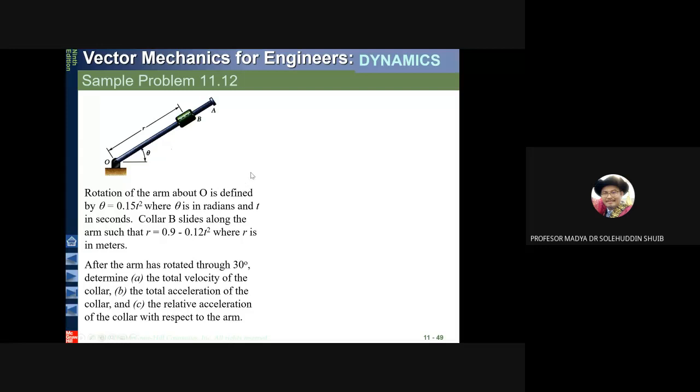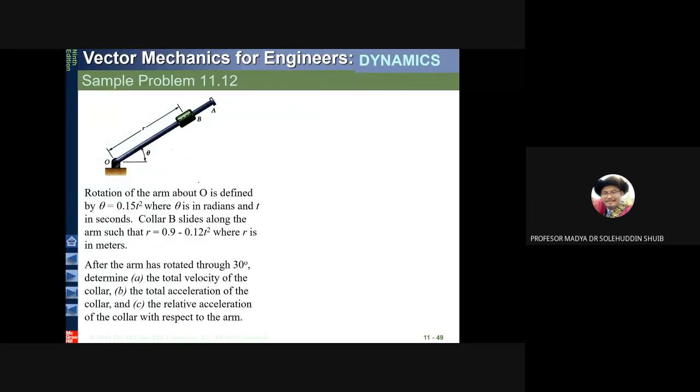11.12. Okay. So again, for this problem, part A, you have to find the total velocity of the collar. Part B, total acceleration of the collar, and then the relative acceleration of the collar. So we start with the first one.